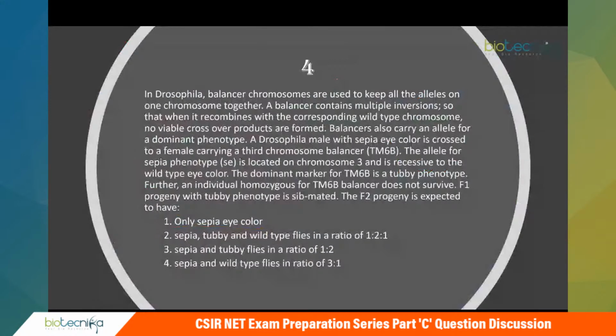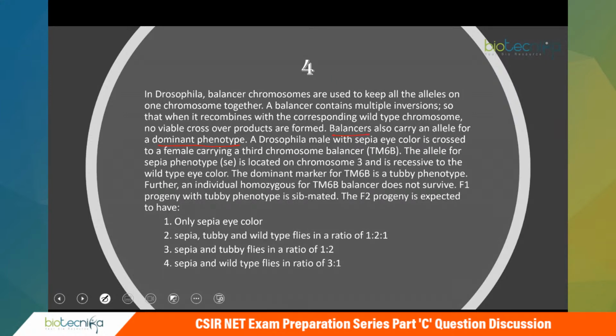Okay. Now, another question I have taken, and this question was asked in the last CSIR exam. In Drosophila, balancer chromosomes are used to keep all the alleles on one chromosome together. A balancer contains multiple inversions so that when it recombines with the corresponding wild type chromosome, no viable crossover products are formed. Balancers also carry an allele for the dominant phenotype.